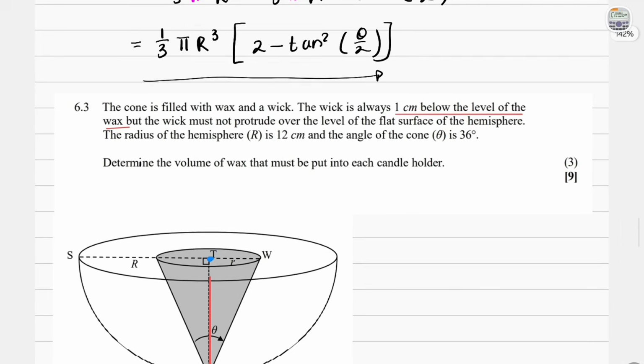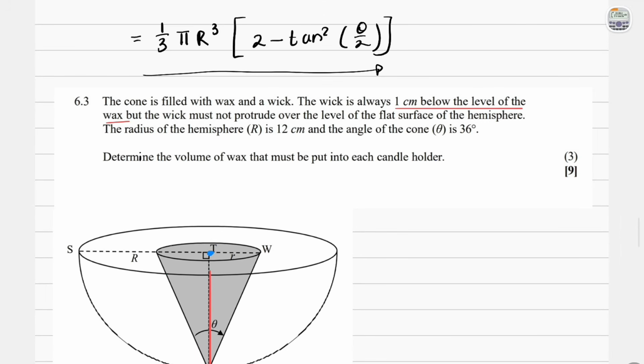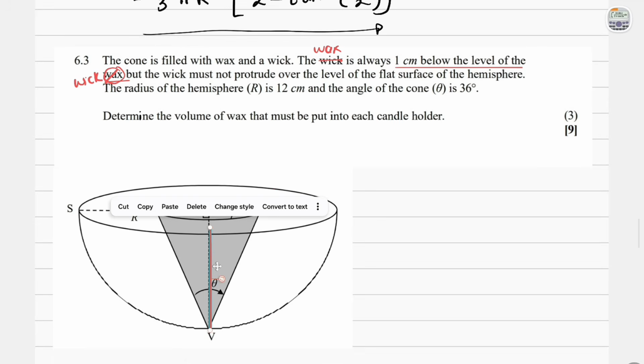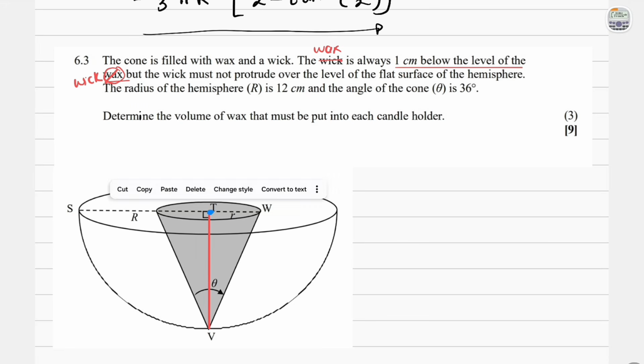So I think what they meant by this is that, if we could change that word to wax, the wax is always 1 centimeter below the level of the wick. Okay, then that would make sense. Remember how they said the wick must not protrude over the level of the flat surface. So this string of cotton can't go over that dot. That dot marks the surface of that hemisphere and also the cone. It must just be right there, right?